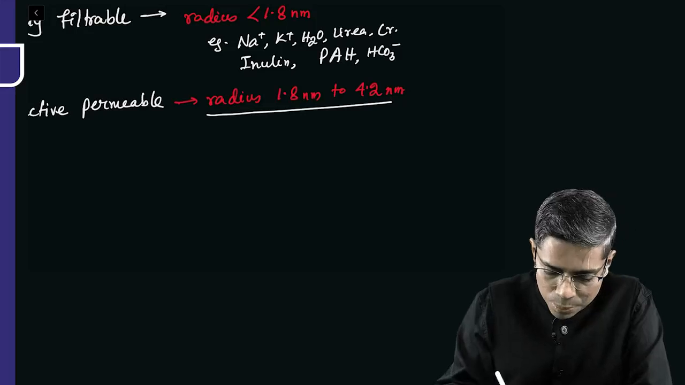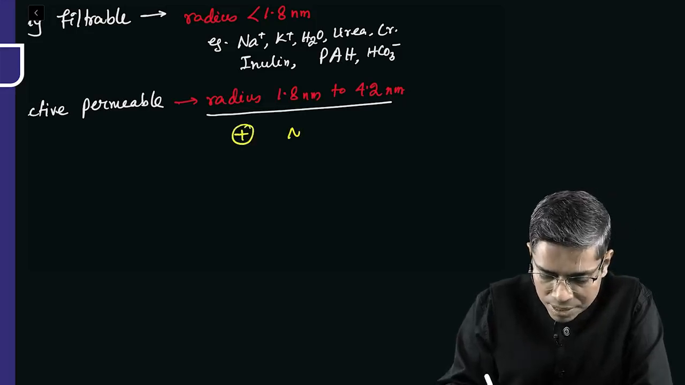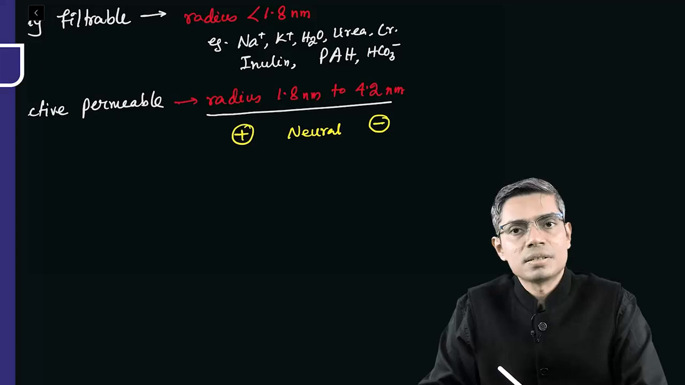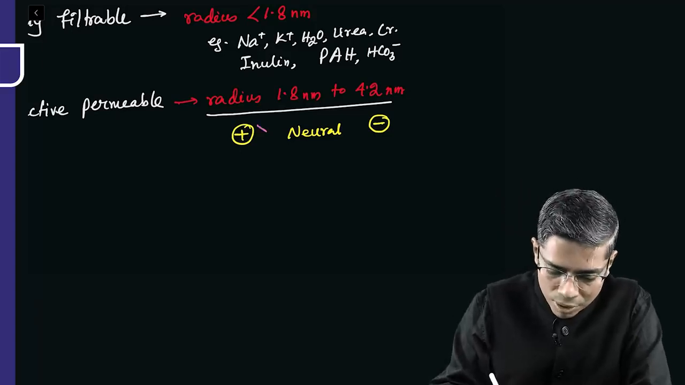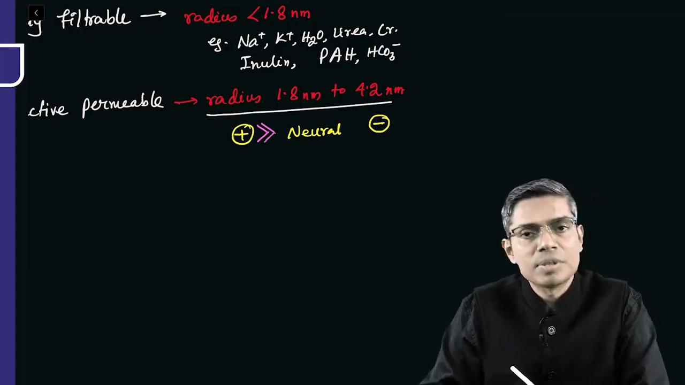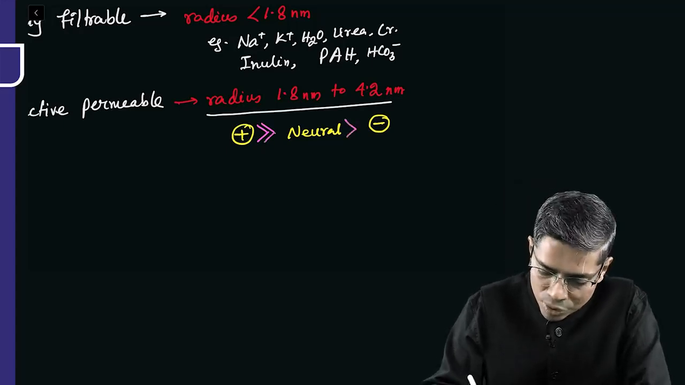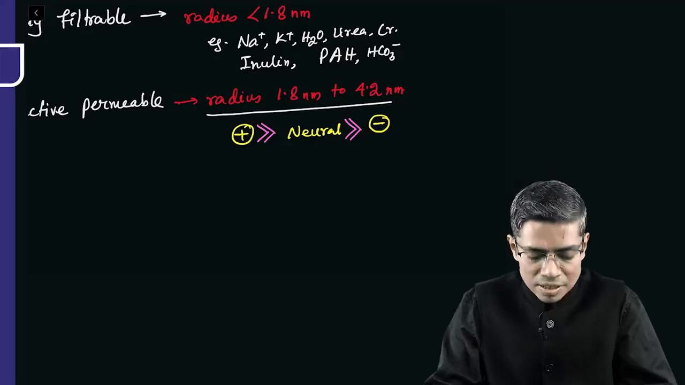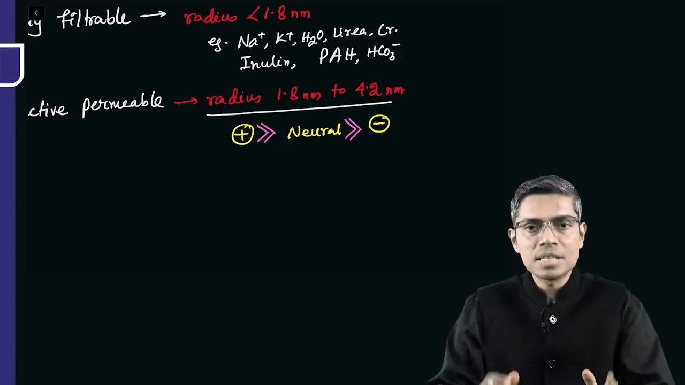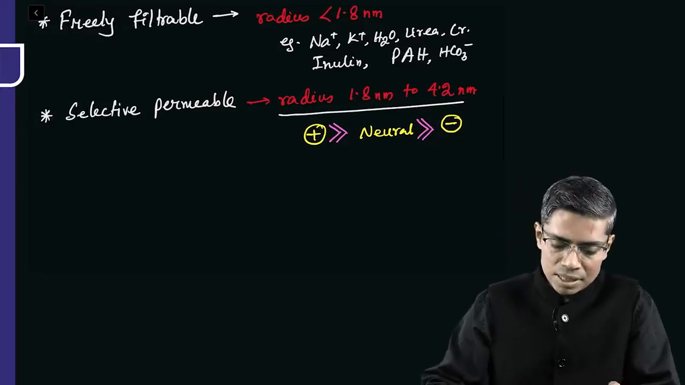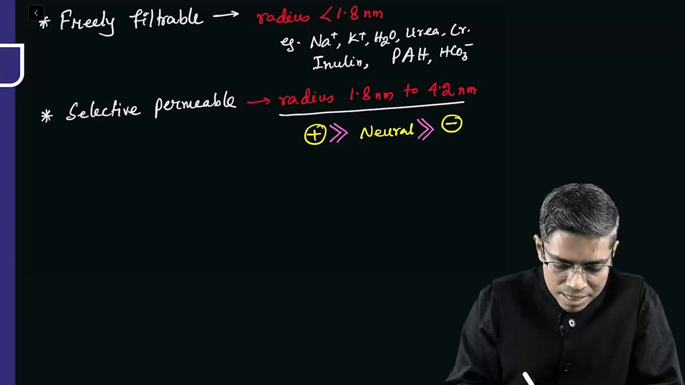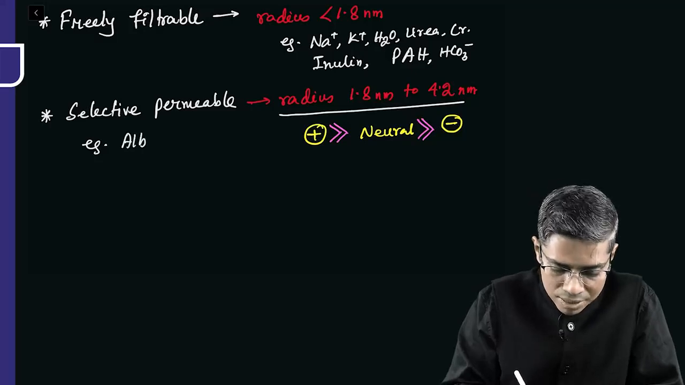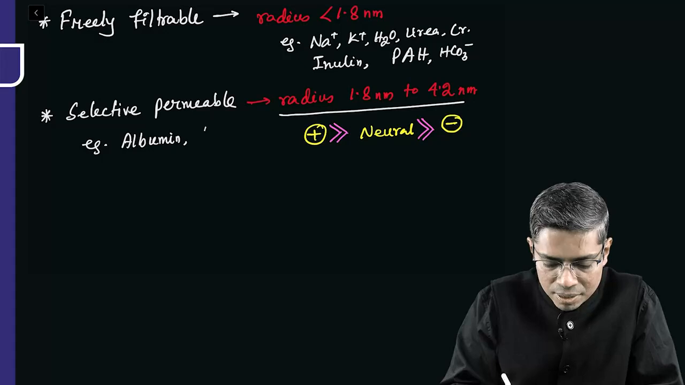If the substance is positively charged, neutral without any charge, or negatively charged, the maximum filtration will occur in case of cationic or positively charged substances, followed by neutral, followed by negatively charged. Negatively charged substances will have the least filtration within this radius range, right? So what are the examples of these selective permeable substances? Albumin, and not only albumin, the hemoglobin.